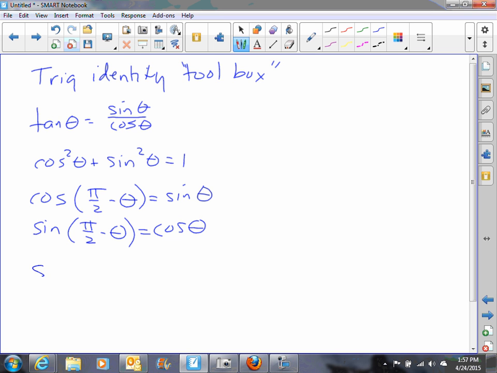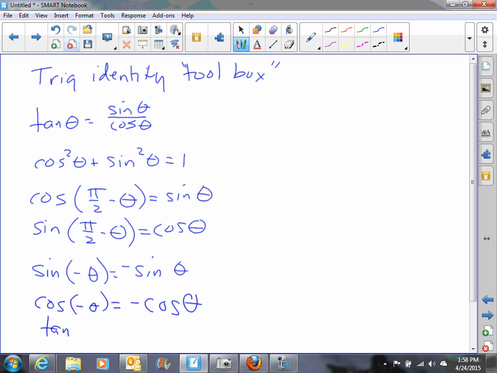And we also had sine of the opposite of theta is equal to the opposite of the sine of theta, because the sine is an odd function. Cosine of the opposite of theta is equal to the opposite of the cosine of theta. And tangent of the opposite of theta is equal to the opposite of the tan of theta. Now, there were a number of identities that were spawned from these. First of all, let's just take a look at these.